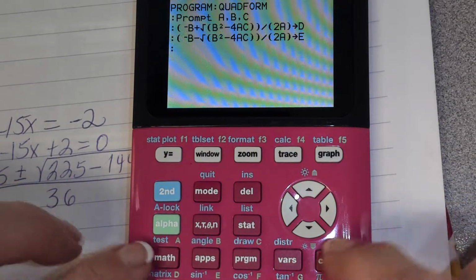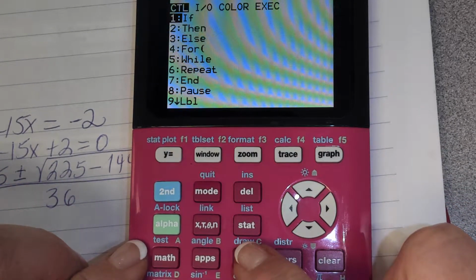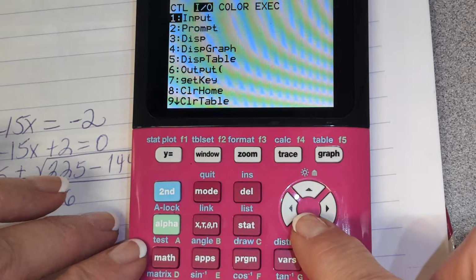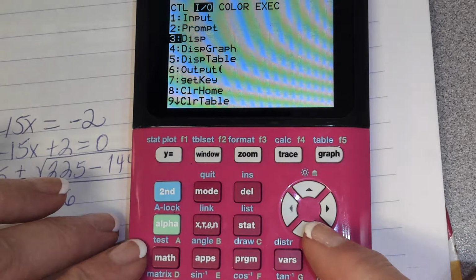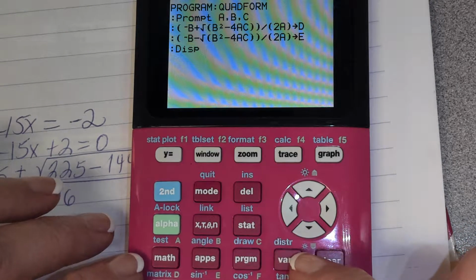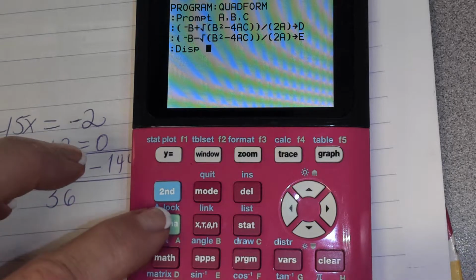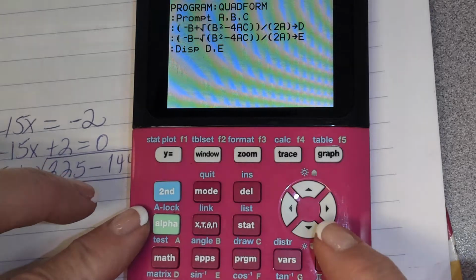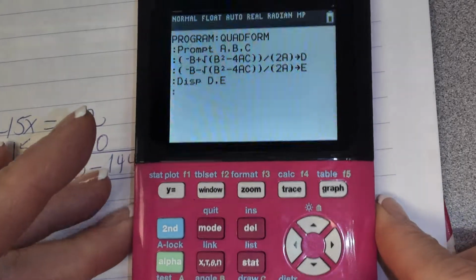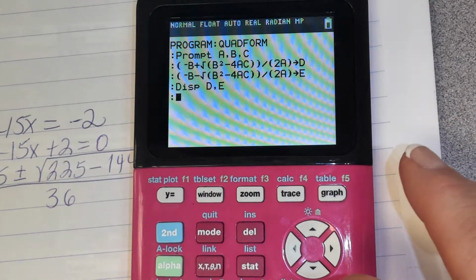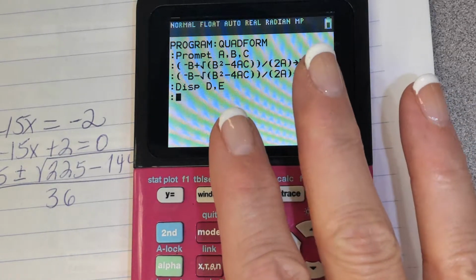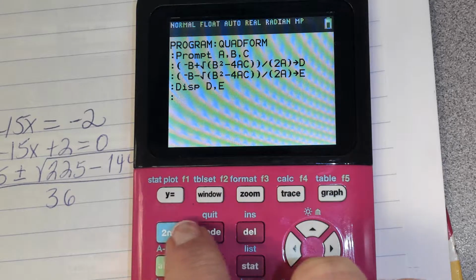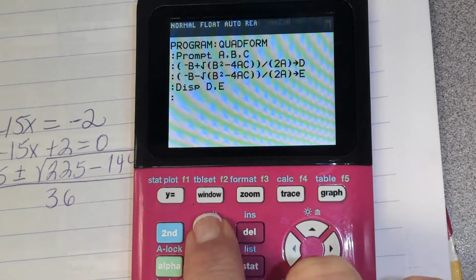Push enter. Now we're going to go to program. Where do you think display would be? Input, output. Do you see it? Display. And what is it that we wanted to display? D and E. So I push alpha D, comma, alpha E. Enter. Now, don't hit another button. If you hit clear, you're going to clear out your program. You need to quit at this point. So do second mode to quit.